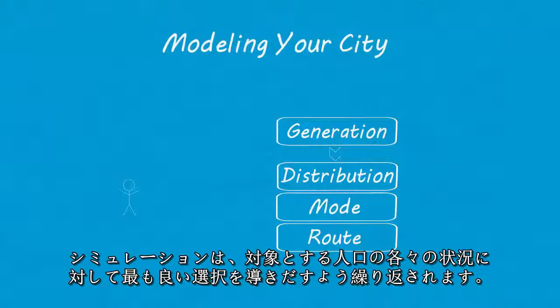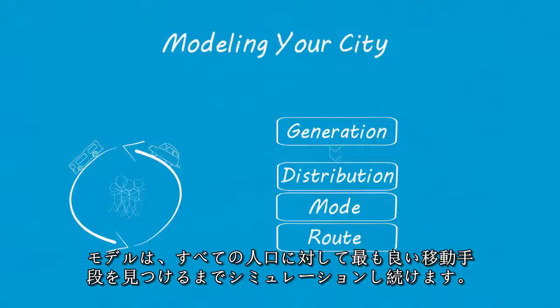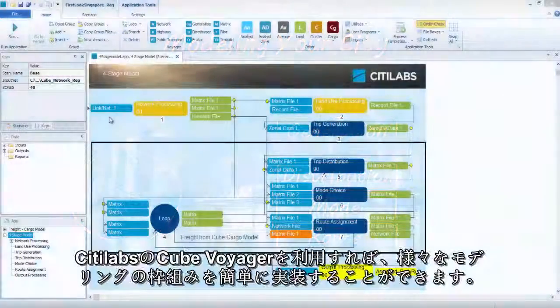It works in a very iterative fashion as a simulated population learns the best decisions for their own situation. The first time everyone may choose to take their own vehicle, but then the model feeds back that the congestion is way too high and it would be much quicker to take the train. The model iteratively loops over these decisions again and again until everyone is finding their own best possible way to reach their destination. This or any other modeling framework can easily be implemented in Citilabs Cube Voyager software.